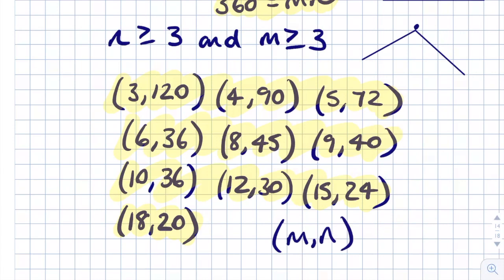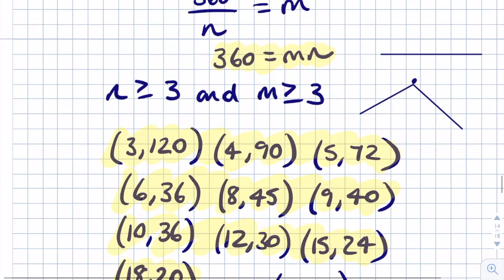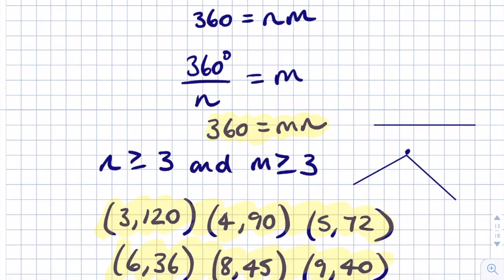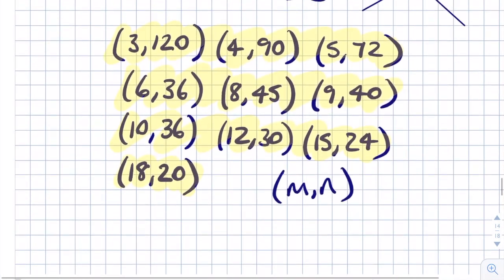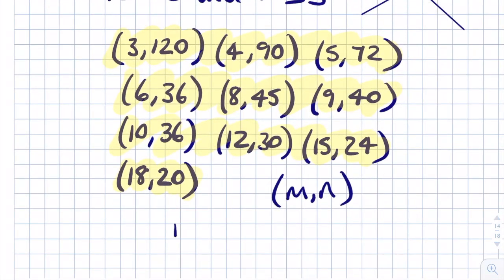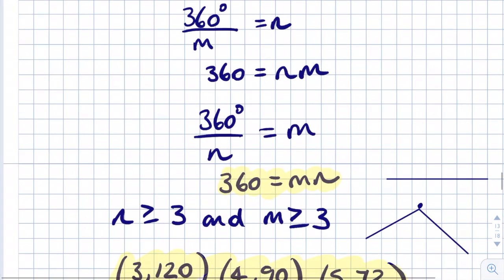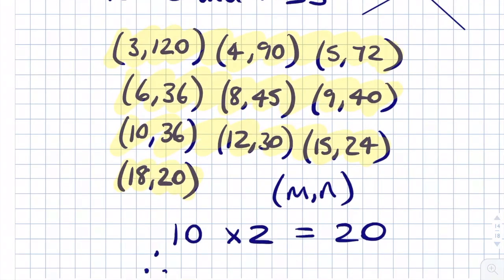There's 10 different results there, but of course we have 2 equations, one where m is the number of sides and another where n is the number of sides. So the number of pairs of m and n is going to be 10 times 2, which is 20. We've got an answer for 20, which is C. Therefore, answer equals C.